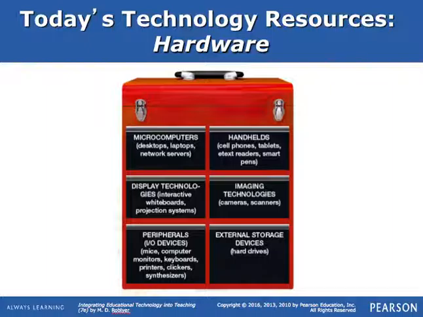Imaging technologies are cameras and scanners, those types of things. And now we have cameras on the phones. We really don't use separate cameras much anymore because we all have them on our phones. The peripherals are the mouse, monitors, keyboards, printers, those types of things. And then the external storage device, which can be internal as well: hard drives, jump drives, cloud computing, all these types of things.